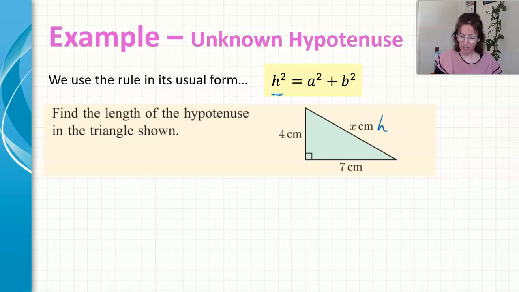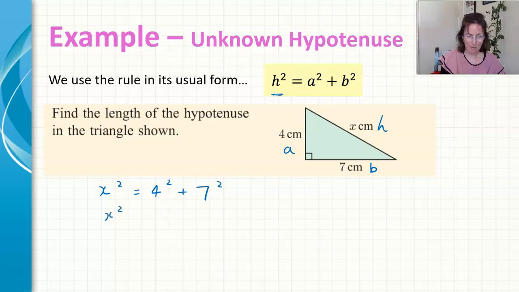You might like to write on labelling it h and the other sides a and b. It doesn't matter which sides you label a and b, they can be opposite. Then let's write out the formula, putting in our values. Instead of h, we're putting in x squared, making that equal to a squared, which is 4 squared, plus b squared, which is 7 squared. Working all of that out, keeping the x squared on the left-hand side, 4 squared is 16, 7 squared is 49. Adding those together, you get 65.